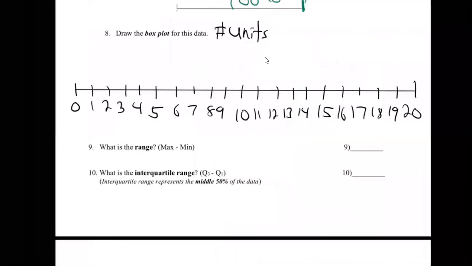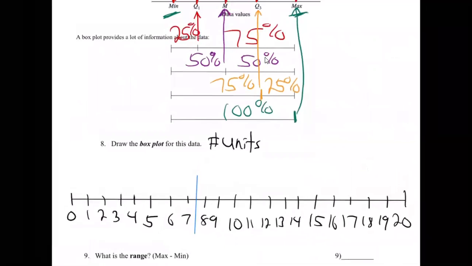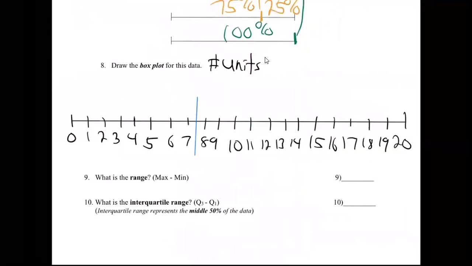So let me go to 7.5. Where's that? It's about right there. That's not so straight. Let me try again. About right there. Okay, and we need to go up to, what was the other one? 12.5, right? From 7.5 to 12.5. The box goes from Q1 to Q3. 7.5 to 12.5. So I'm going to come over here and go, all right, 12.5. About right there. And then I'll make the box.